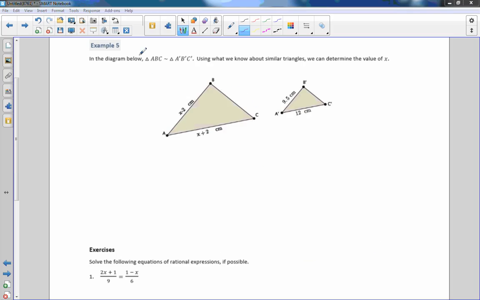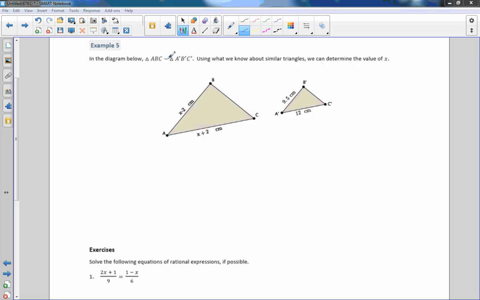Okay, in example 5 here it says, in the diagram below, triangle ABC is similar to triangle A prime, B prime, C prime. Looking back on module 3, we all should know that two similar shapes have congruent corresponding angles and proportional corresponding sides, meaning the measure of angle A equals the measure of angle A prime, the measure of angle B equals the measure of angle B prime, and the measure of angle C equals the measure of angle C prime. And we can set up proportions of given values and unknown values to determine the ones we don't know.